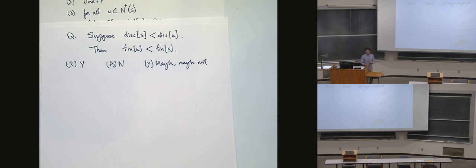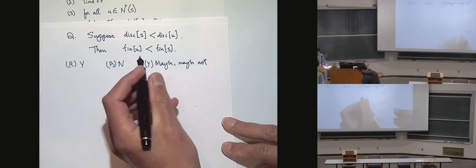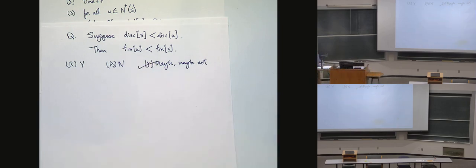I'll give you a few minutes, think about this. Yeah? Is S the one we start at, or is it any node? It's just any node, two nodes. By the way, in DFS of the graph, there is no root, because you call it on all vertices. Yeah, okay, so what is the answer? So it is maybe, maybe not.